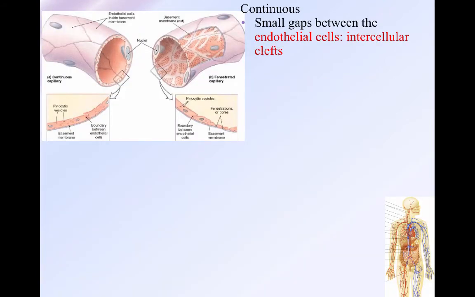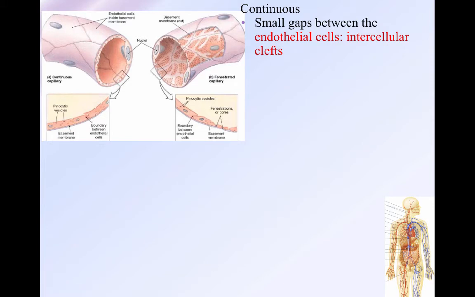Not all capillaries are the same. Most capillaries are what are known as continuous capillaries. And again, they're a tube made up of endothelial cells that are joined together. However, they aren't joined together really, really tightly. We have these clefts in between the cells known as intracellular clefts, and that makes them leakier.